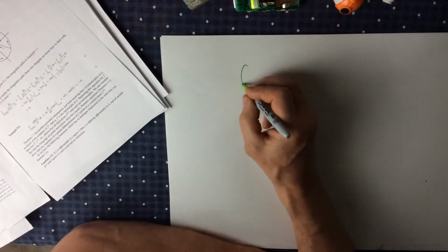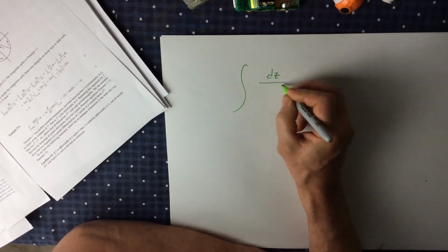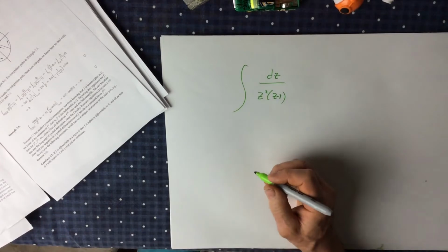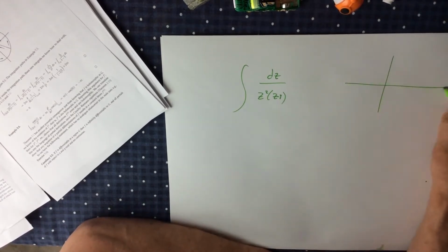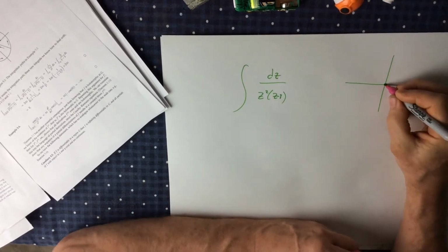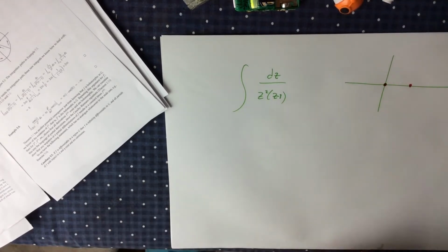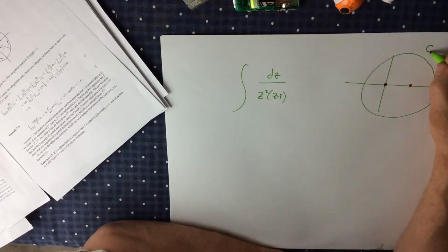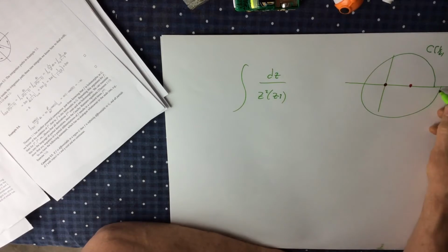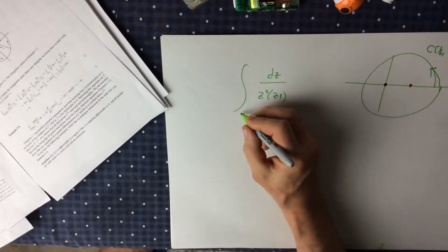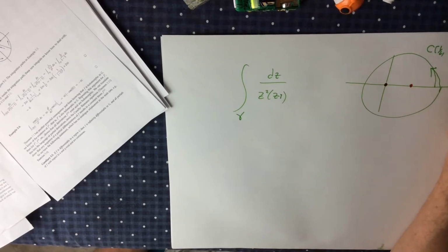Let me demonstrate one. The integral of dz over z squared times z minus 1. And let's pick some path containing the bad point 0 and the bad point 1. So let's take some circle. Let's center it at 1/2 with radius 3 and orient it that way. And so there's our gamma.